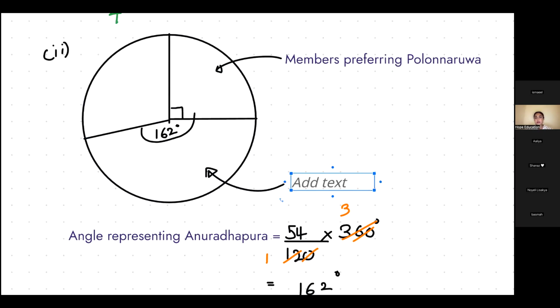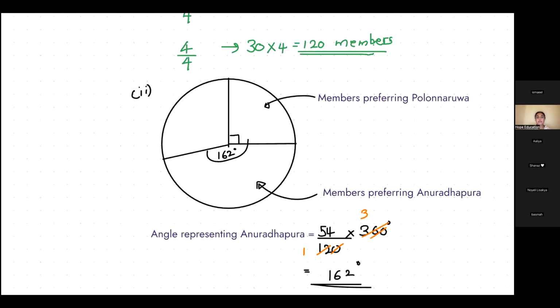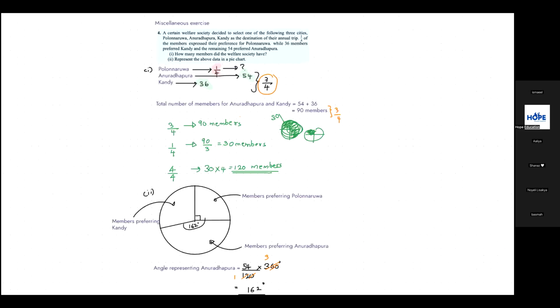Once you mark this, you don't have to find the angle for Kandy because you know there are only these three. Then the remaining angle will definitely be Kandy. So that will be members preferring Kandy. Is that clear to all of you? All right. I will give you 3 minutes for corrections. Make it fast.